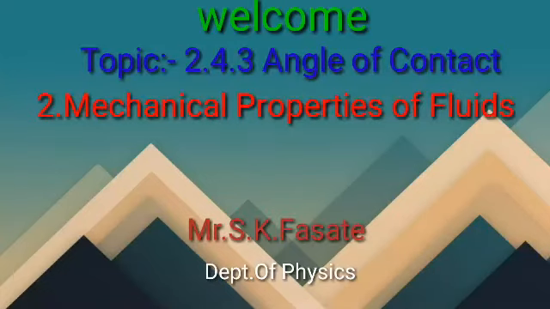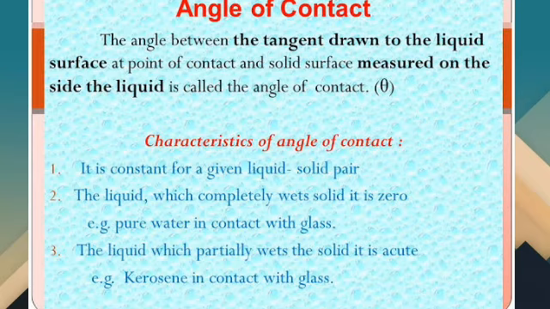Welcome student. Today we learn about the mechanical property: angle of contact of liquid. When a liquid surface comes in contact with a solid surface, it forms a meniscus which can be either convex or concave.